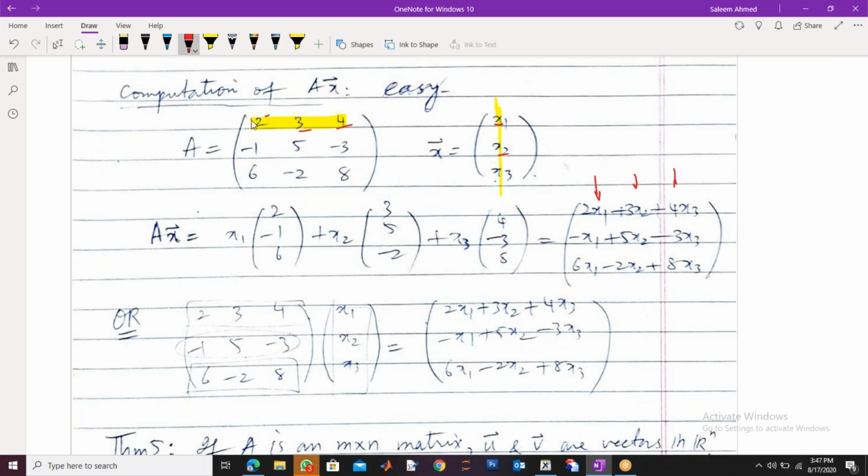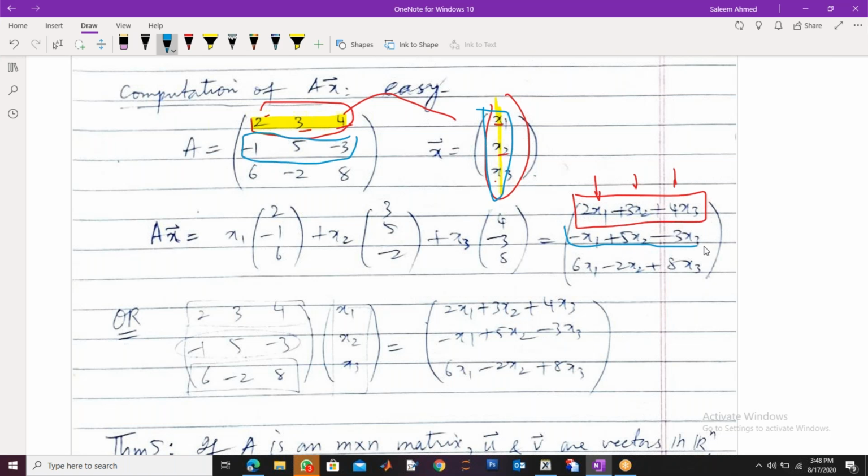So you multiply the first row with the column and you get this first number. This is the direct computation. Similarly, you can pick the second row, multiply by this column, and you will get minus 1x1 plus 5x2 minus 3x3. So you got the second entry. And similarly the third one. So this is the direct computation of the matrix product, which you already know.